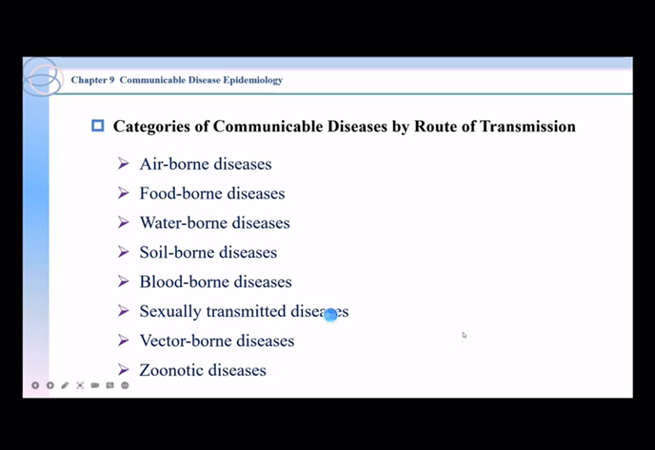So with different routes of transmission, we can categorize infectious diseases by these routes. For example, we can call airborne disease those diseases that can be transmitted through the air, foodborne disease for those that can be transmitted through food, and so on.